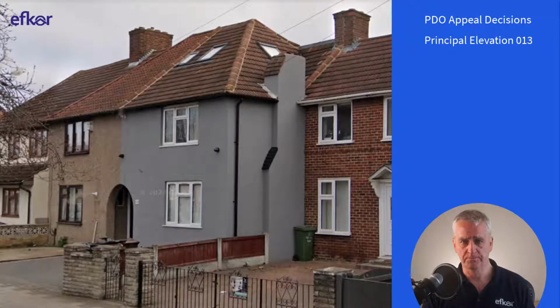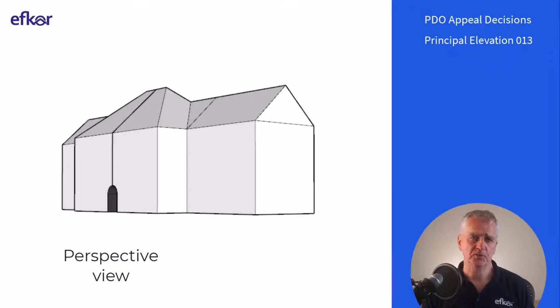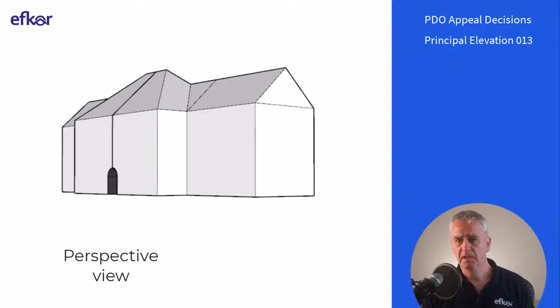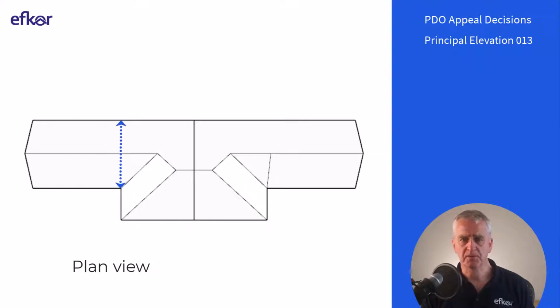numbers 1 to 4. In all cases, we're dealing with a terrace of houses where there is a change in depth between 2 adjoining properties. Let's switch to the 3D model to get a clearer picture. This shows the change of depth.